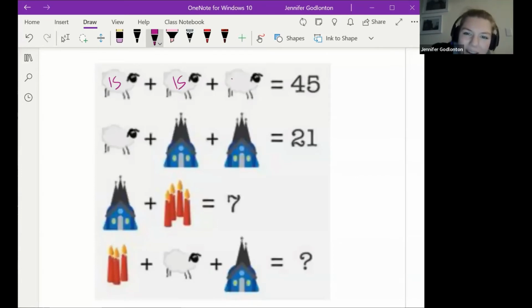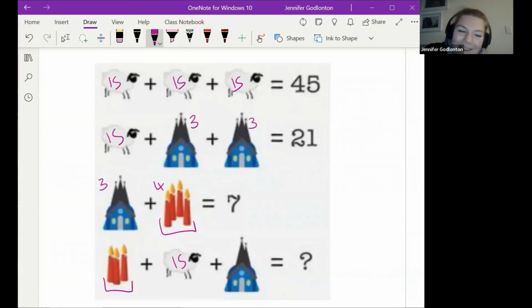Beautiful. Okay, I like it. And then I said 15 plus 21 minus 15 gave me 6. So 3 plus 3 is 6. Good. And then for the second one, 3 plus 4 is 7. And then here we have 3 candles, and here we have 4 candles, so that's 3.